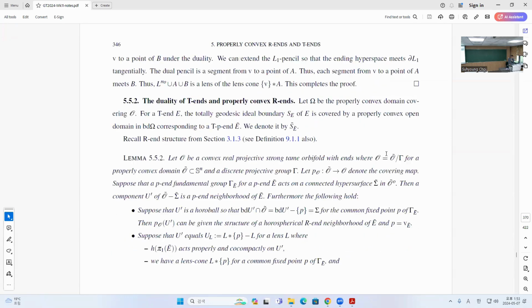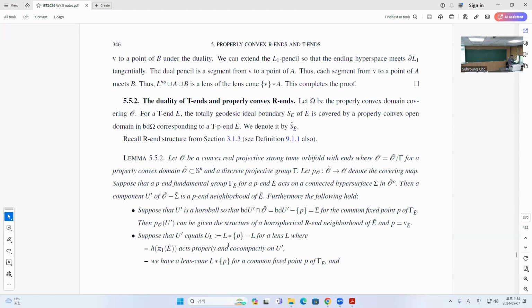The proof. So duality of T and then the properly convex Rn. So you have some O, and then there's a covering map, and the Pn acting on some connected hypersurface. Right. So what I'm saying is that if you have some horoball like this, with this sort of invariant on the gamma E, then it is actually the horospherical R neighborhood.